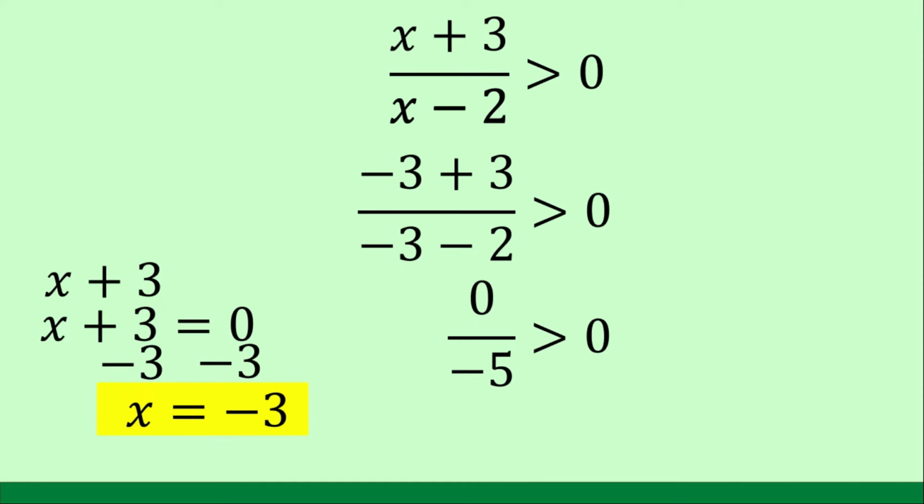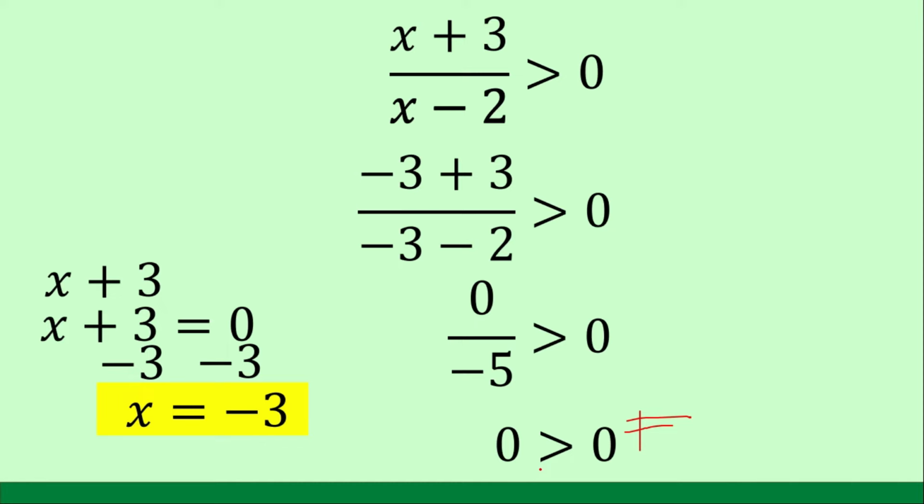So here, the answer would be 0 greater than 0. Is this true or false? Is 0 greater than 0? That would be false. Why? 0 is equal to 0 and not greater than or less than 0.